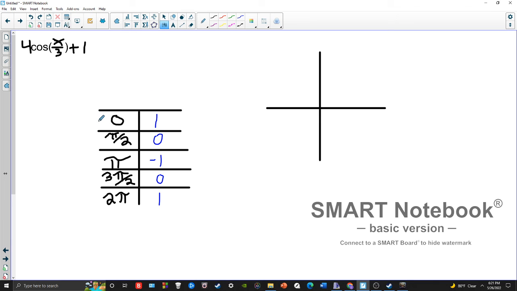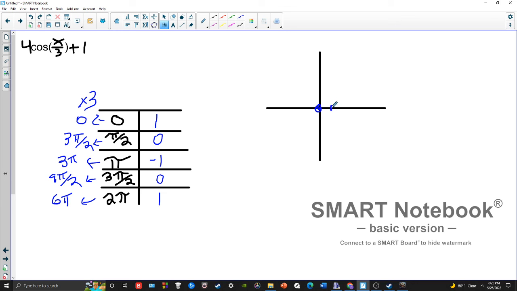So what am I going to do to my x's? Well, right now I should say theta. Right now my theta is being divided by 3. Well, I'm going to do the opposite to counterbalance that. So I'm going to take all my thetas and multiply them by 3. So I'm going to just put a big times 3 here. So 0 times 3 is still 0. Pi over 2 times 3 is 3 pi over 2. Pi times 3 is just 3 pi. 3 pi over 2 times 3 is 9 pi over 2. And 2 pi is going to end up being 6 pi. So how's this going to look? Well, 0 is going to stay 0.